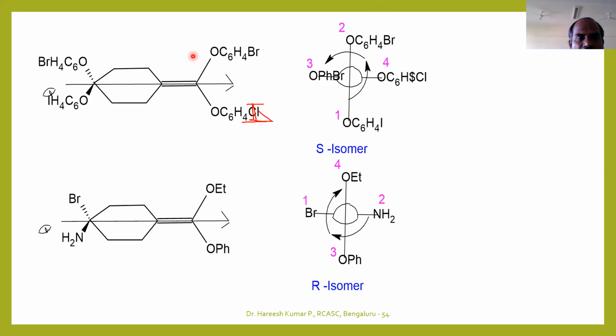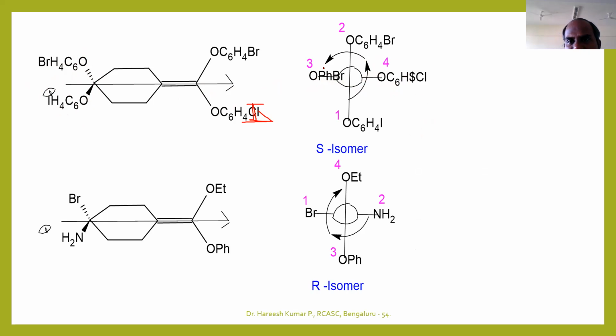This is 2, and one more thing you need to remember. Here you are not following near groups and far groups. This is the near group, and the near group takes the priority. So you need to look at the priority between these two first. When you are looking from this side, this is left, meaning OC6H4Br is left, and this is the right one. It means the priority is wrong, so I need to take a pencil.